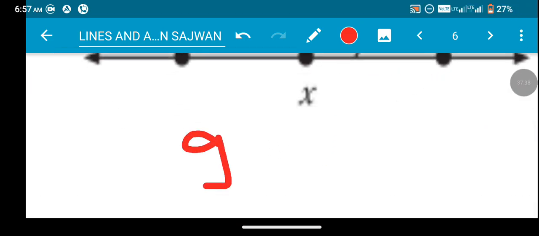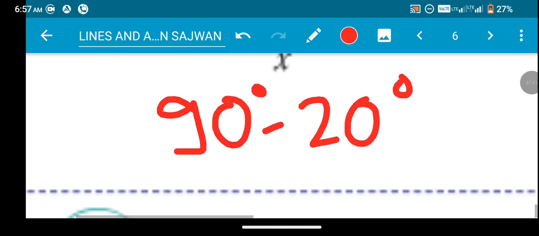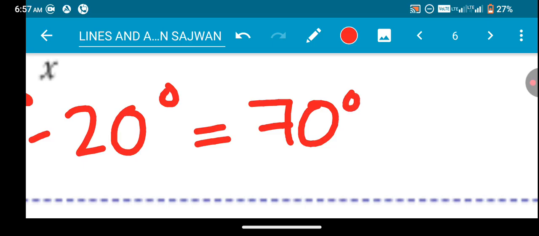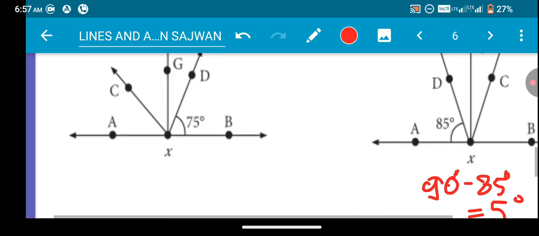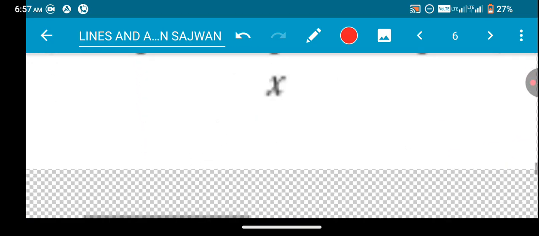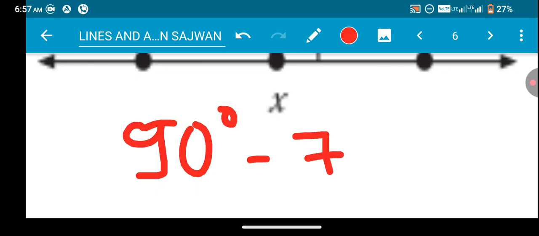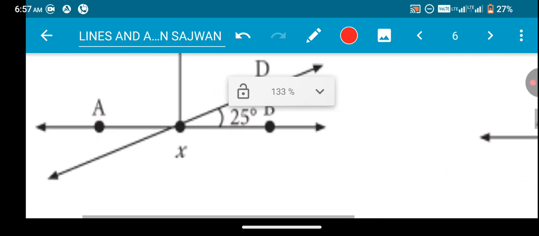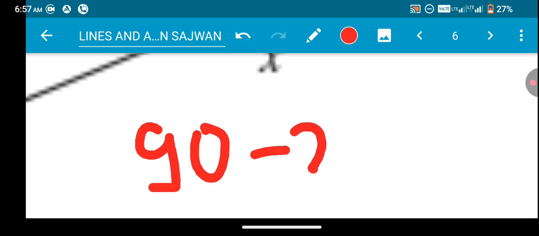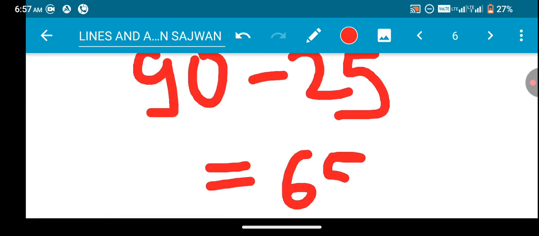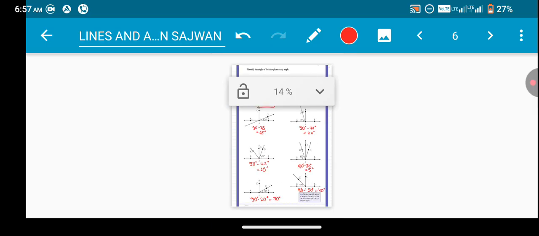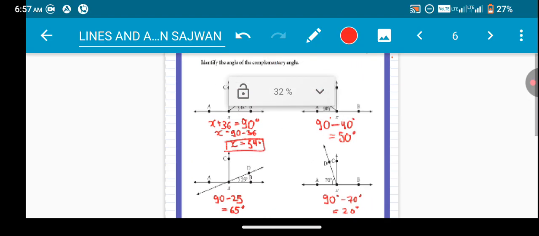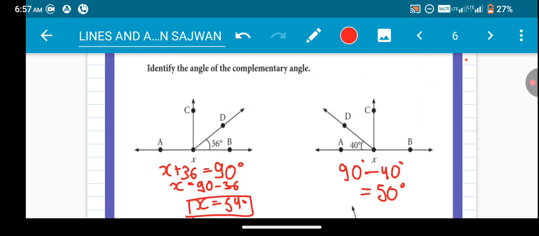Another is 20 degree, 90 degree minus 20 degree, 70 degree. 75, 90 degree minus 75 degree, 15. 50, 25 degree, 90 minus 25, 65 degrees. In this way, one worksheet about complementary angles is completed. I am telling you again that complementary and supplementary angles are the angles which come most in the exams.